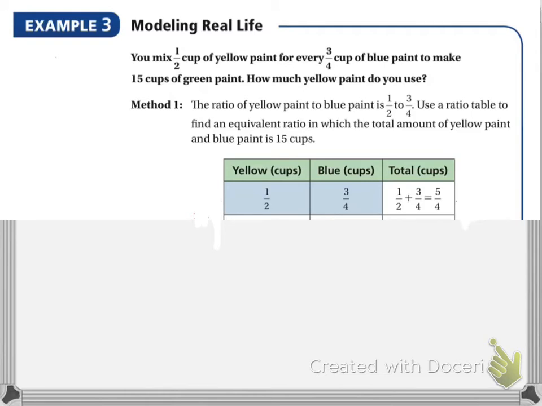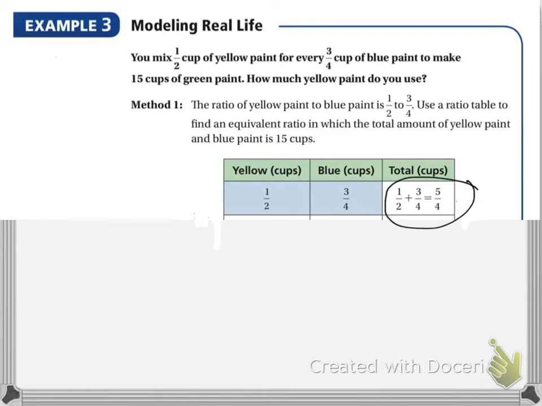You mix 1/2 cup of yellow paint for every 3/4 cups of blue paint to make 15 cups of green paint. How much yellow paint do you use? Okay, so the first thing we need to figure out is in our ratio, how much total paint have we used so far? We definitely haven't gotten up to 15 cups if our ratio is 1/2 cup to 3/4 cup. So you can see right here, we add that up, and in our ratio, that is a total of 5/4 of a cup. So our ratio is 5/4 of a cup.